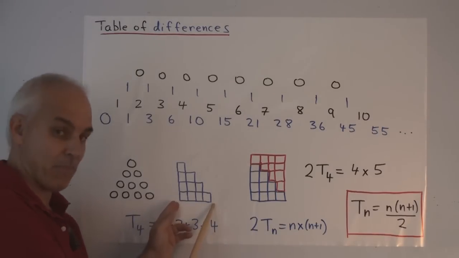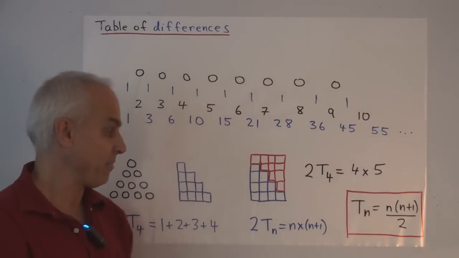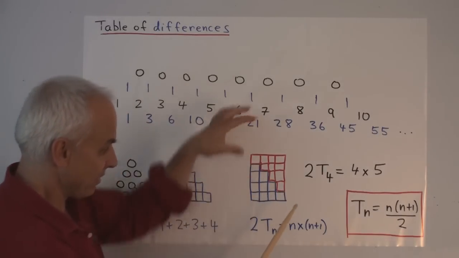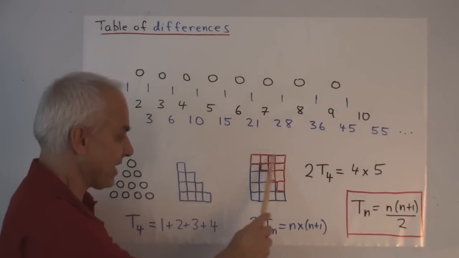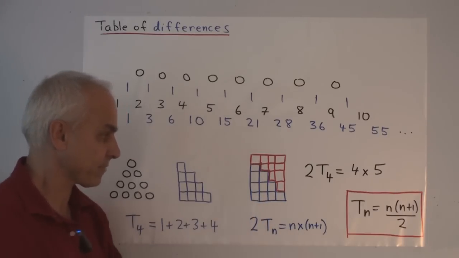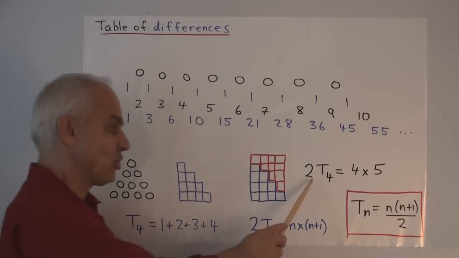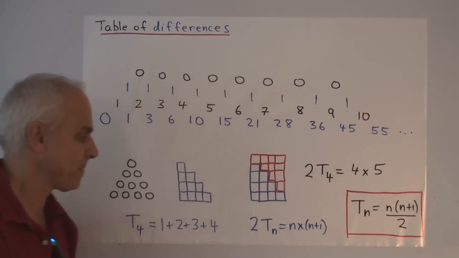And if we do it that way, then we can play the following trick. So we can take our copy of T4 over here in blue, and then we can take a second copy of it as well in red and invert it and put it on top to match up and to form a rectangle. In this case, a rectangle of sides 4 and 5. That's telling us that 2 times T4 is 4 times 5.